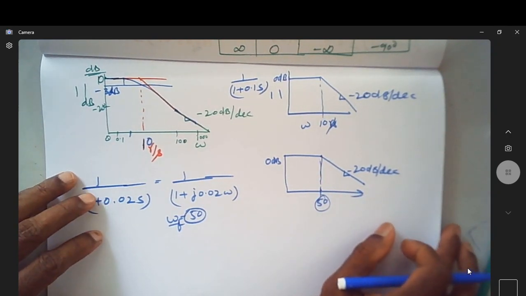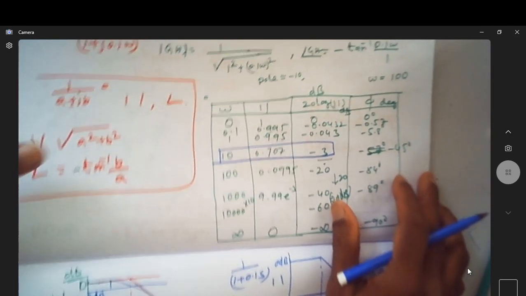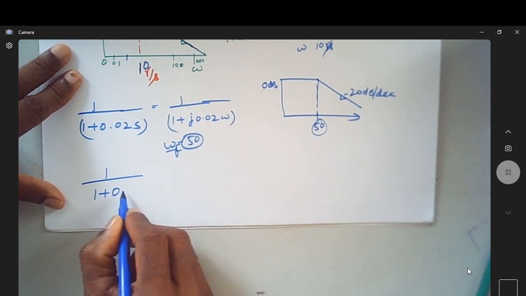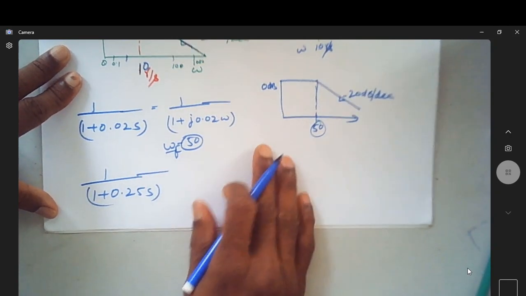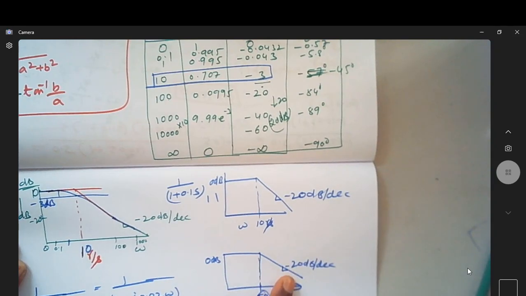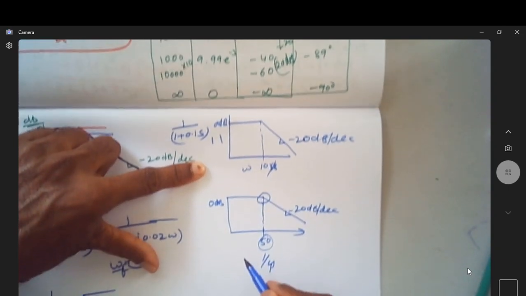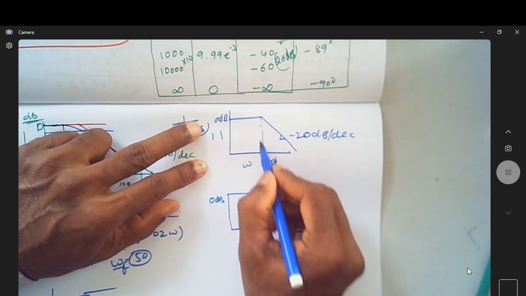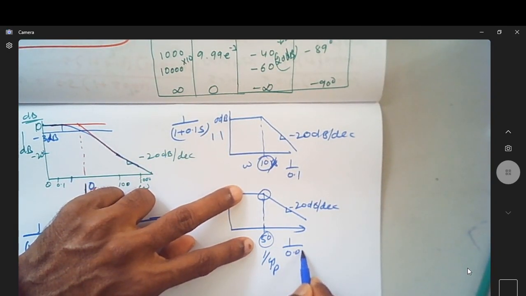Suppose you have a pole at a finite point. This can be done for any number of cases, supposing that you have 1 over 1 plus 0.25 s. Can you see here the slope is 0. There's a change in slope. Where does the change of slope happen? At 1 over tau p, and that slope is negative. And here, this 10 was actually 1 over 0.1. How did you get 50? It is 1 over 0.02.